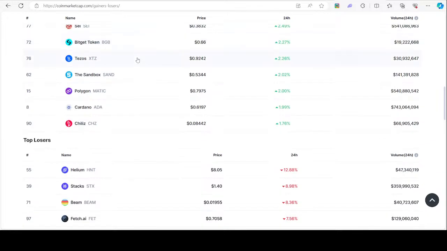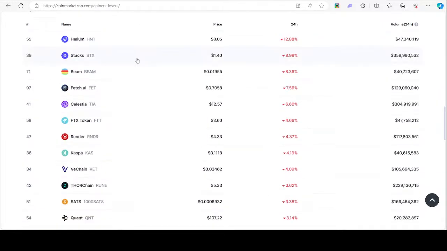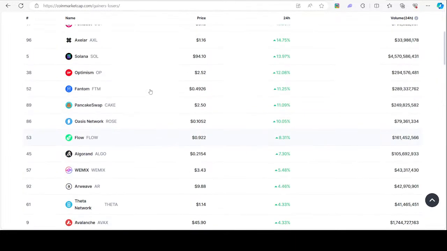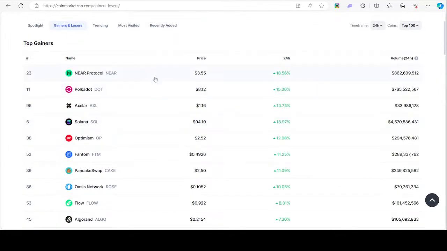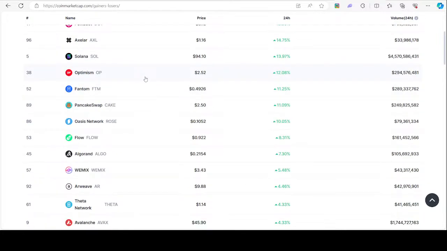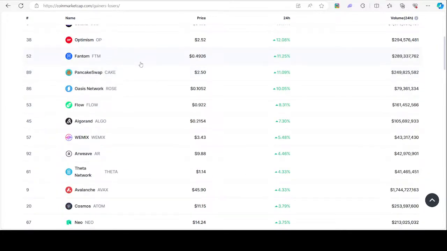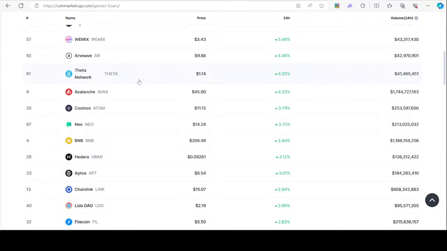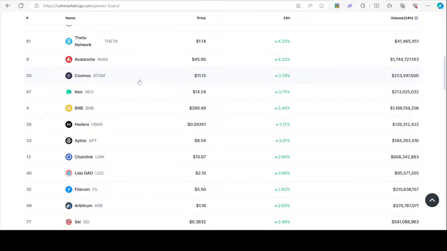Sandbox, Matic, Helium, FET. FET is due for a long. Helium, B chain. Yeah, so you can set alerts on your 1 hours, man. You need your 1 hours on Near Protocol, Polkadot, Solana, OP, Phantom. What else? Algo, AR. We looked at a little bit earlier. Avalanche.